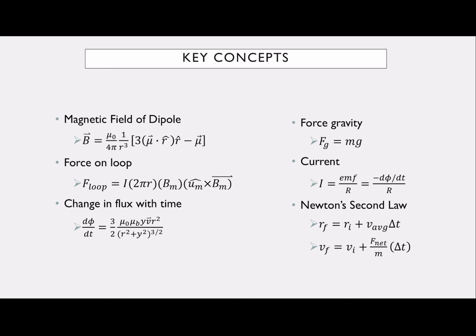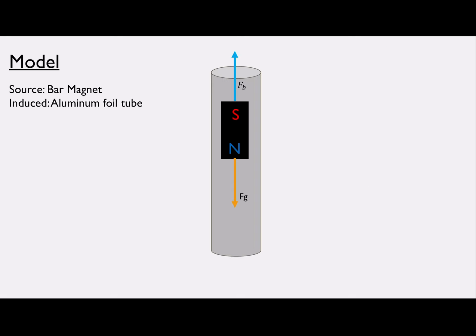You also have change in flux with time. This is essential for finding the current because you take the negative change in flux with time and divide it by the resistance to get the current. And then we also have force gravity, just basic mg, and then Newton's second law to advance the position and velocity as well. So for this model, we have the bar magnet.